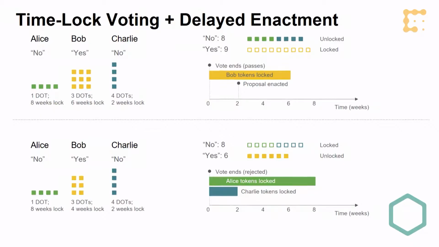So time lock voting is another interesting security mechanism, and this is a mitigating factor to the whole plutocracy argument of, well, just the people with the most tokens win every vote. So the best way to explain this is just a quick example. Alice, Bob, Charlie. Alice only has 1 dot, but cares a lot about this measure, and so locks her dots for 8 weeks.